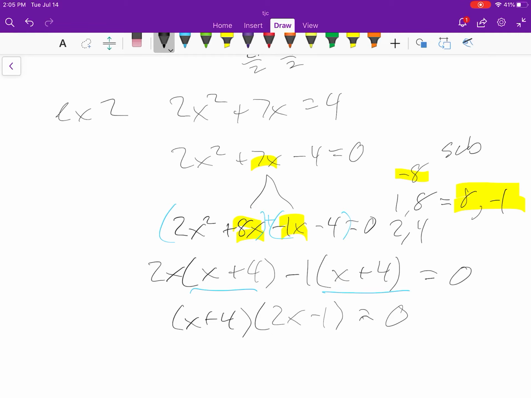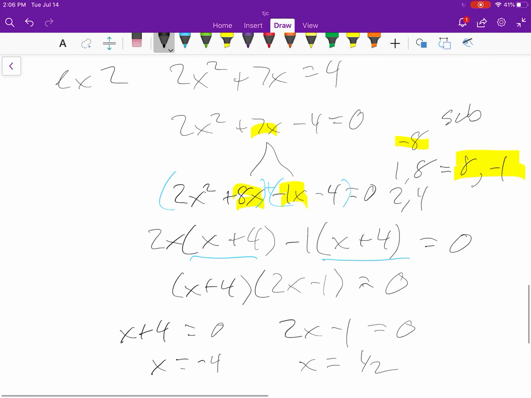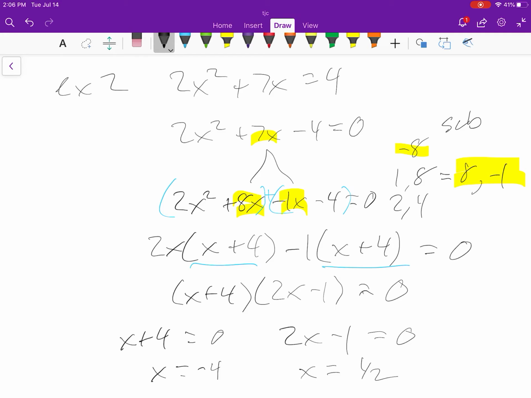And now we just have to solve by setting each of these factors equal to 0. So finally we solve by setting x plus 4 equal to 0 and 2x minus 1 equals 0. Here you're going to have x equals negative 4. Here you're going to have x equals 1/2. At this point you could check by plugging your numbers back into the original equation and make sure it works out. And it will. I'll leave that as an exercise for you guys. Okay, so there's another example.